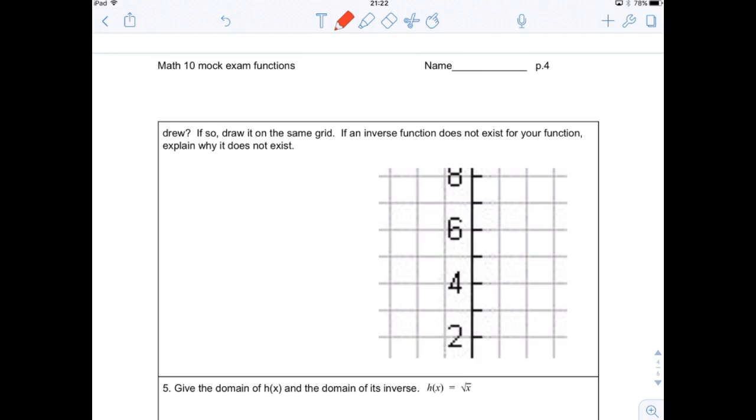Okay, but we have this grid here, and I'm going to draw a parabola, because that's my favorite function. All right, I drew a parabola. Now, is there an inverse function for my function? Remember, the way you find an inverse function is you reverse the outputs and the inputs.